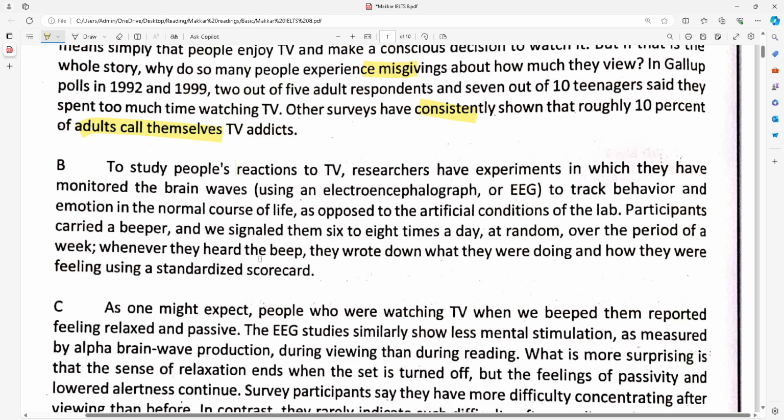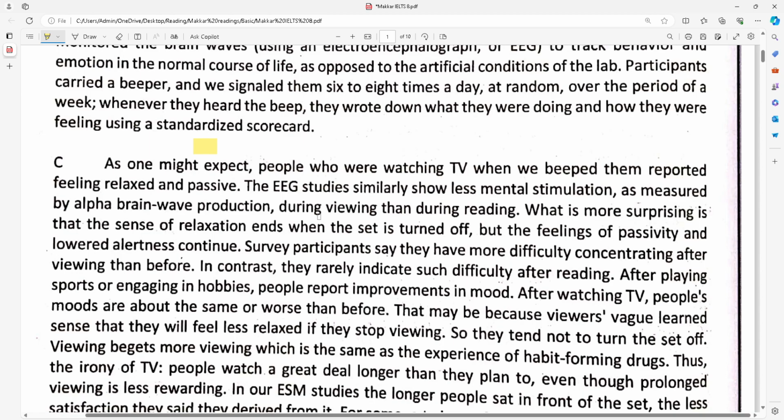Whenever they heard the beep, they wrote down what they were doing and how they were feeling using a standardized scorecard. As one might expect, people who were watching TV when we beep them reported feeling relaxed and passive. The EEG studies similarly show less mental stimulation as measured by alpha brainwave production during viewing than during reading.